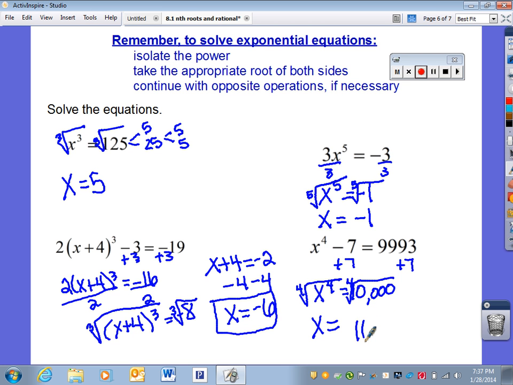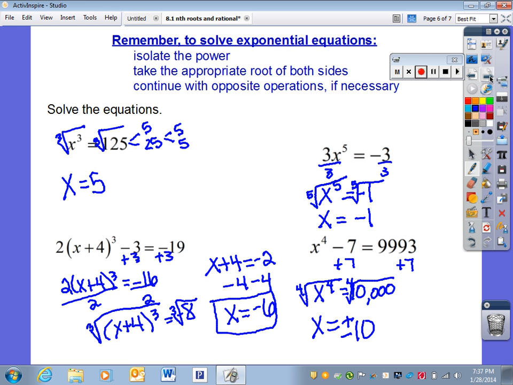But in this case, we could take 10 times 10 times 10 times 10, all positives, and we'll get a positive answer. Or if all the 10s were negative, remember an even power, if all of them are negative, will still give us a positive answer. So therefore, when we take the 4th root of a number, we know that we need both answers or both solutions, plus or minus 10.